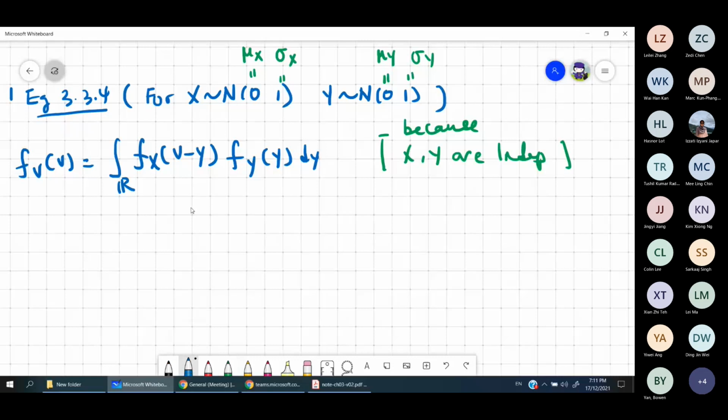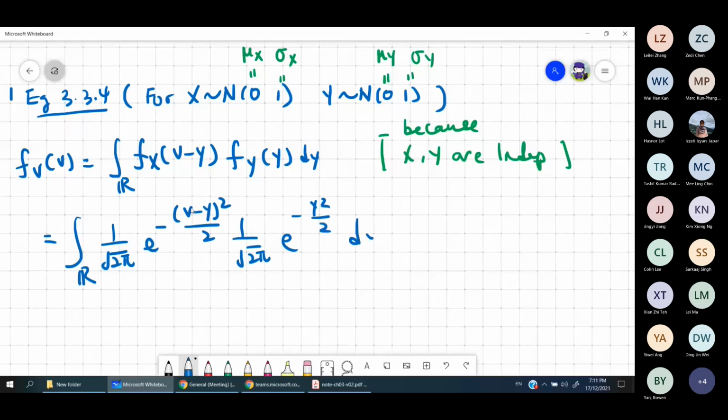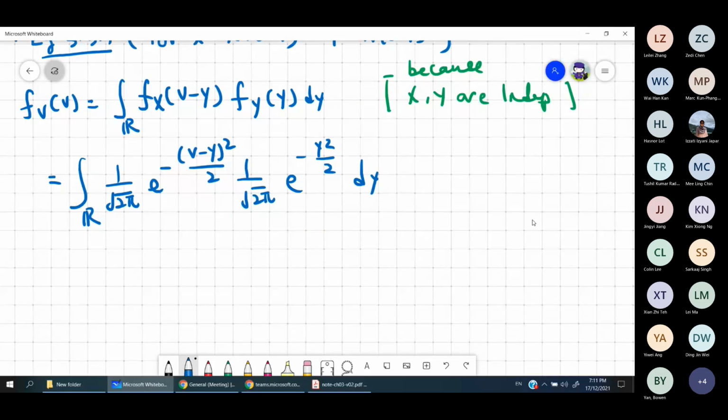So next we just put in, because X is a standard normal and Y is a standard normal, we have this. For X it will be 1 over square root of 2 pi, e to the minus (v minus y) squared over 2. And here we also have another one, e to the minus y squared over 2 dy. So this is for our f_X, this is for our f_Y here. What you can do is we can actually take out all these constants, 1 over square root of 2 pi here, and 1 over square root of 2 pi here.